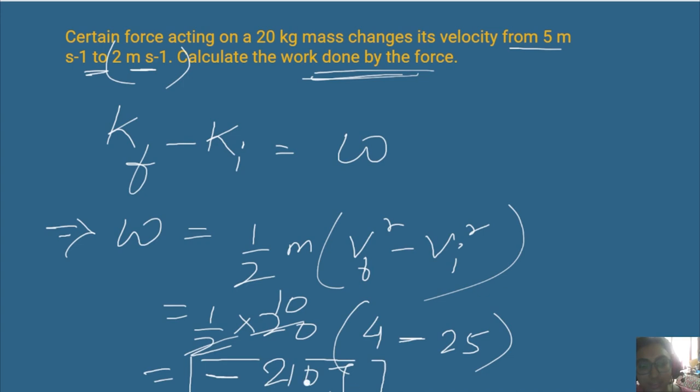So why is it negative work done? Because you are slowing down the object. So that is why it's negative work done. But when you talk about the magnitude of work done, then you can say 210 joule.